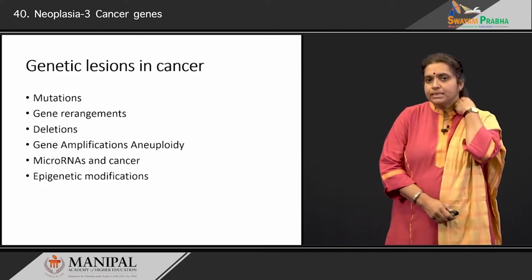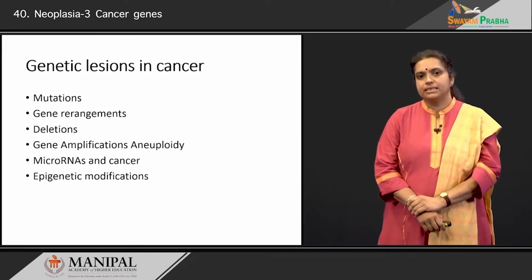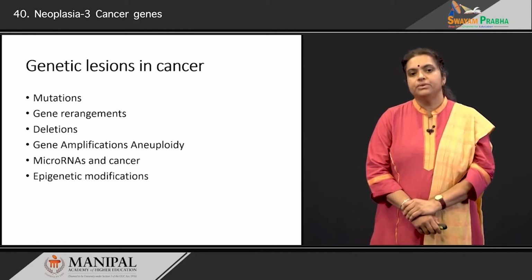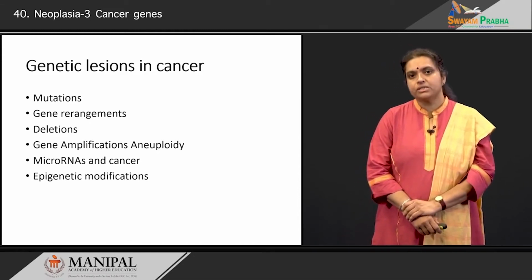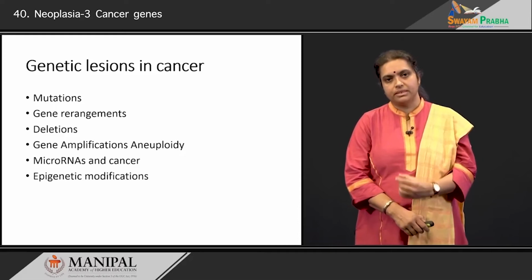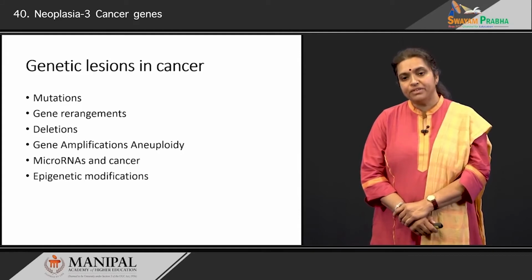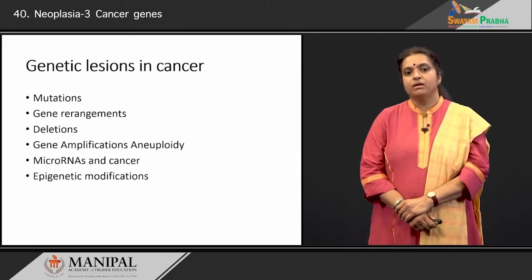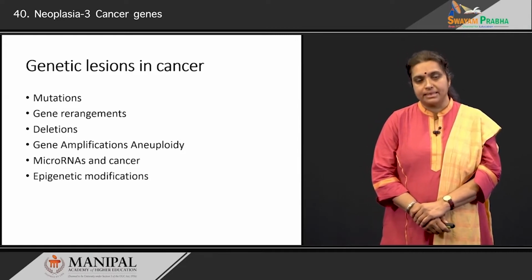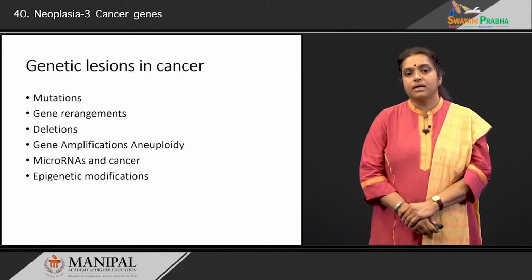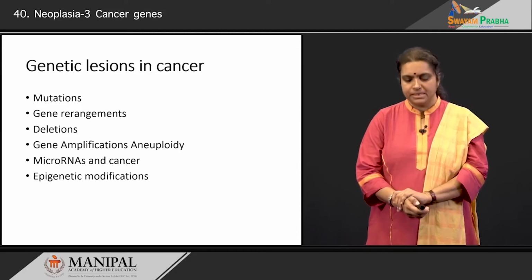Right. So, those are the two kinds of mutations, and what are the actual genetic lesions that can occur apart from mutations? You have mutations, you have gene rearrangements, you can have deletions of the genes or even a certain length of chromosomes. You can have genetic amplifications, you can have aneuploidy. We also know that microRNAs play an important role in cancer genesis. And finally, we can have epigenetic modifications. Now, we will go into each of these very briefly.